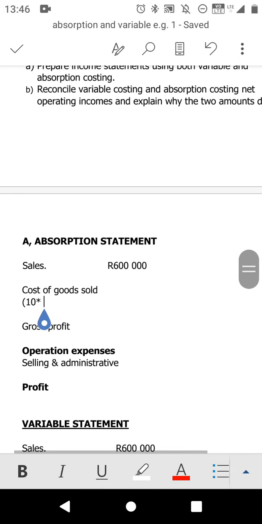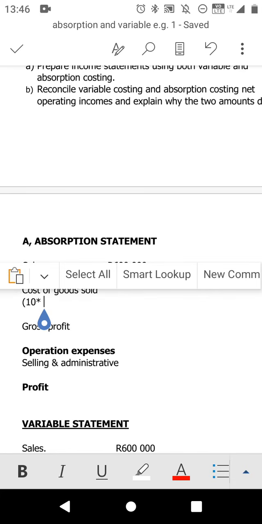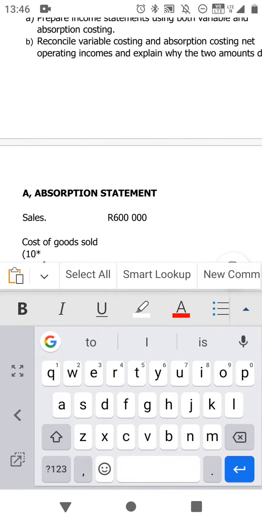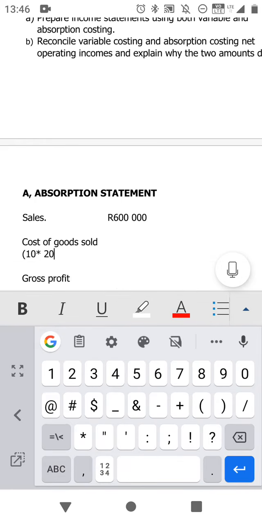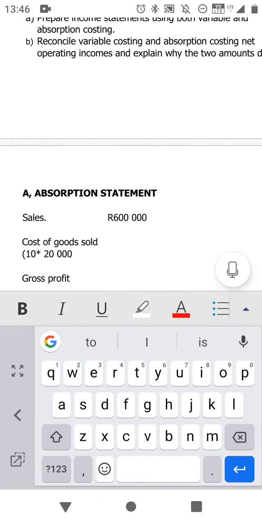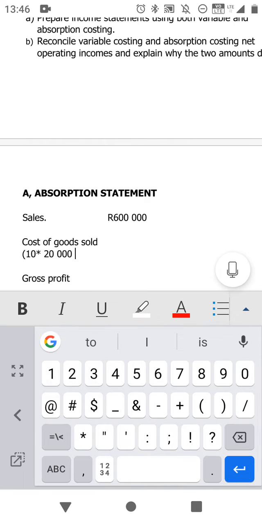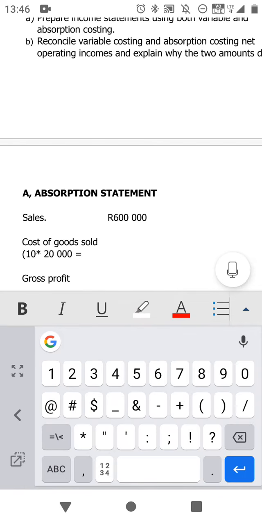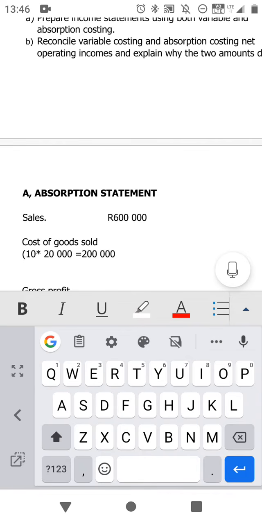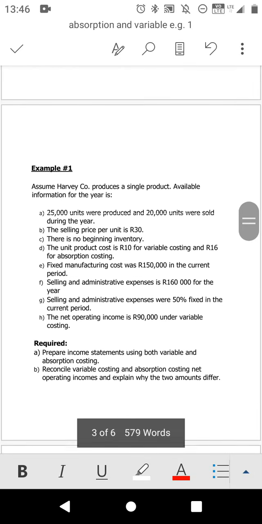20,000 units. Remember, we only account for what we sold. Cost of sales goes hand in hand with sales. You have to take note of that. This will give us 200,000. But we are not yet done. We still have to look for the fixed cost.